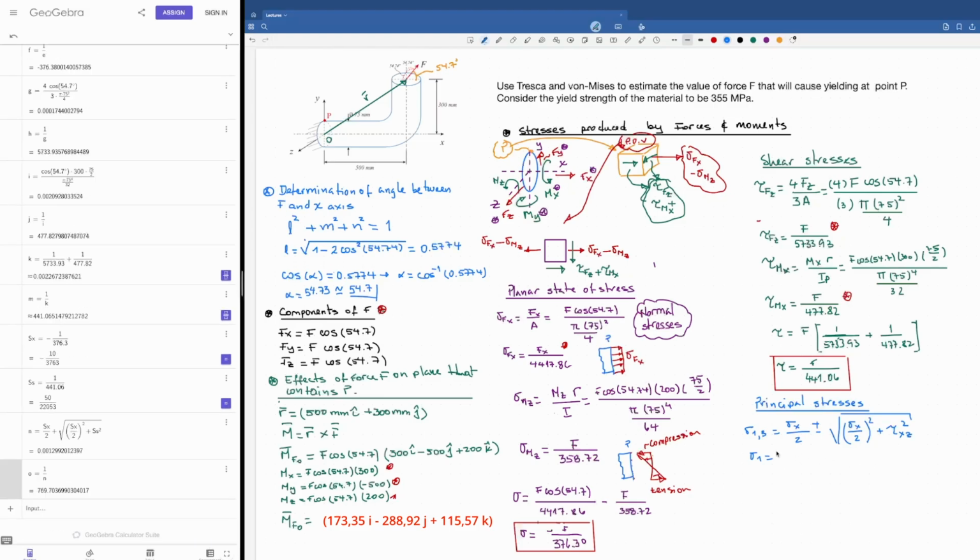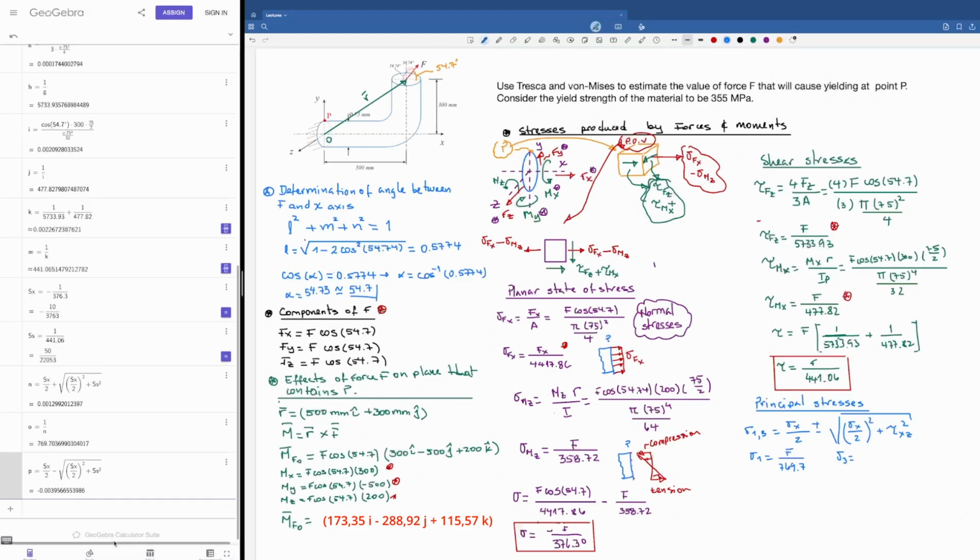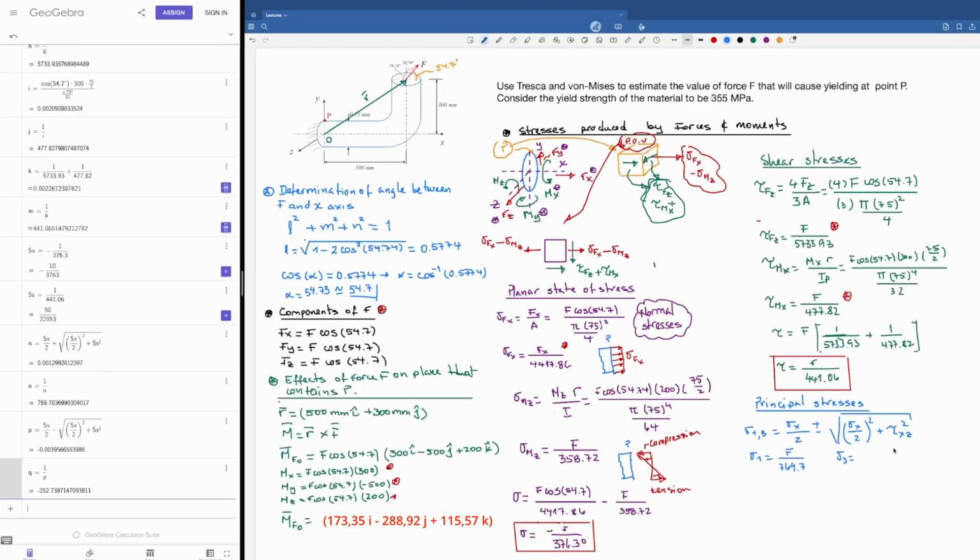Then this sigma 1 is going to be this much: F divided by 769.7. And sigma 3 is going to be equal to, let's do the same, but I can maybe just copy, duplicate input, and here I just put, let me see, yeah, minus. You give me minus. And then I divide that, and it's giving me minus this, which means that this is 252.73.